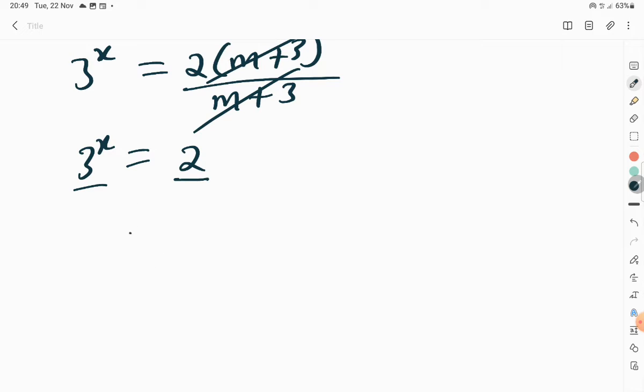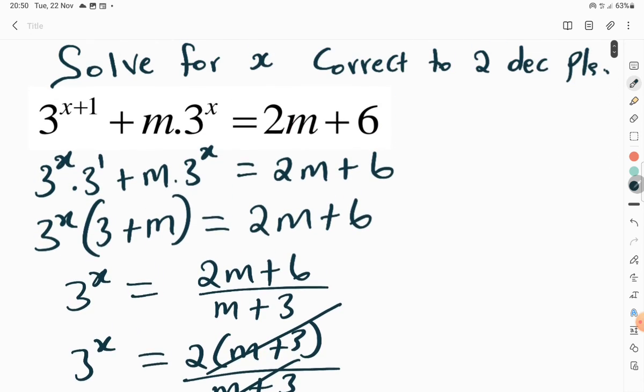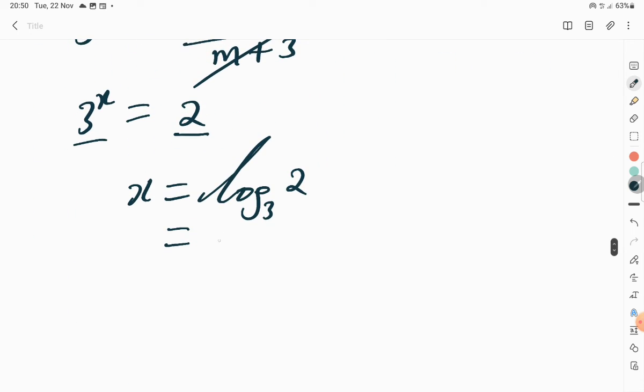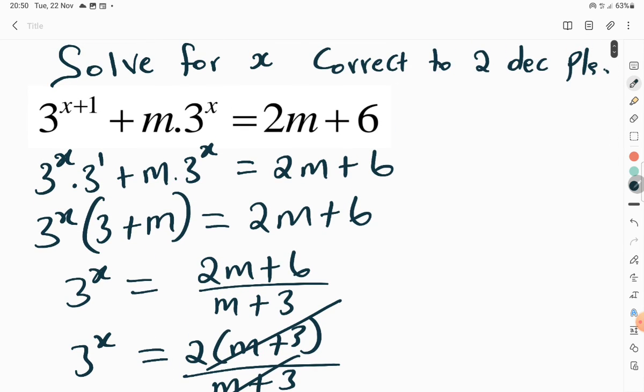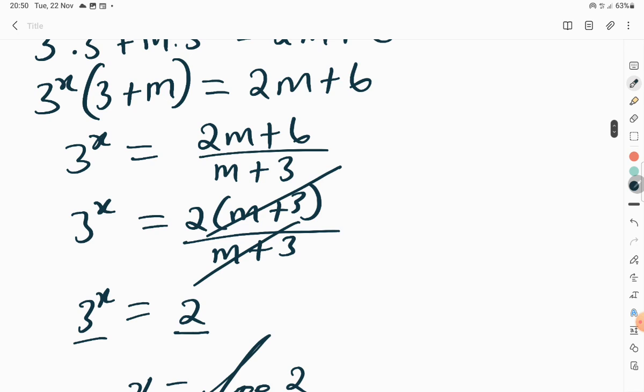Now in terms of logs, I'm not going to dwell on the basics of logs. You have 3 as a base, then you have 2 there. Then when you press your calculator, log 2 base 3, correct to two decimal places, gives 0.63 as the value of x that is required in this equation.